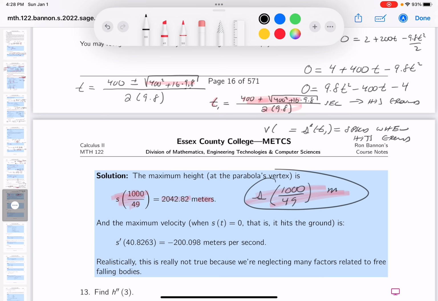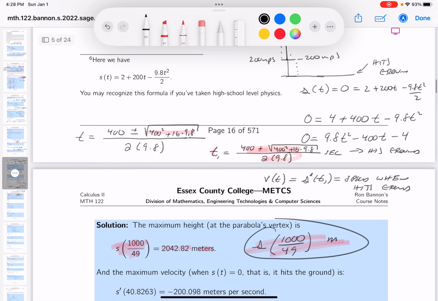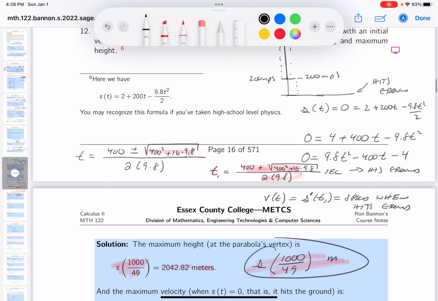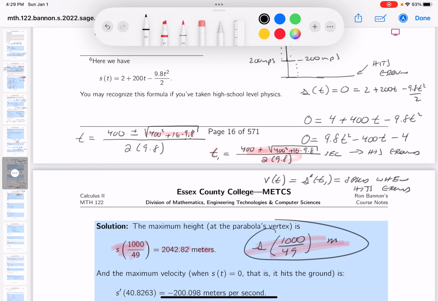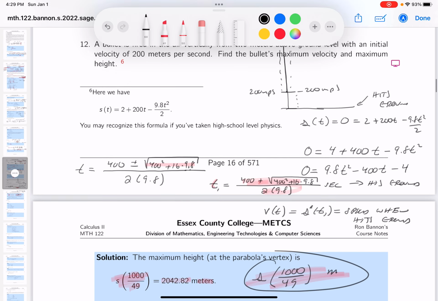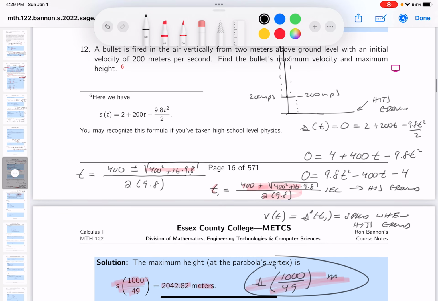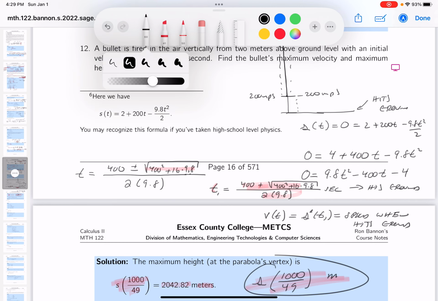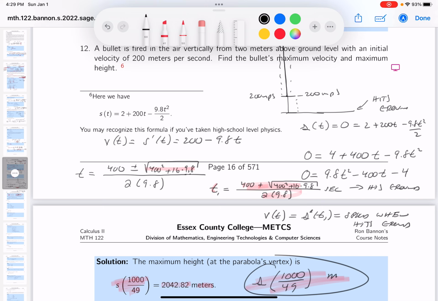So V of T. And where's V of T? I think we wrote it somewhere. Did I erase that? Yeah, I think I erased it. I'll put it back down for you. So V of T is S prime of T. There's going to be 200 minus 9.8 t. That's what V of T, or S prime, is.